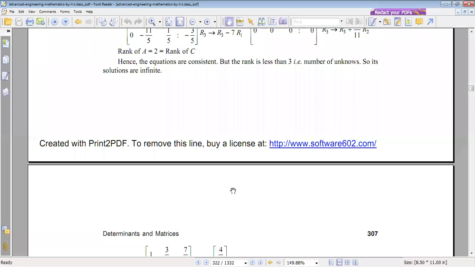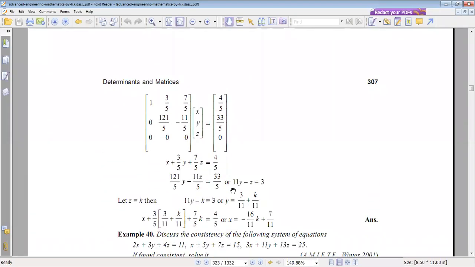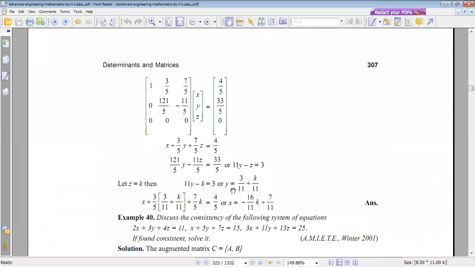So you note down this question and try yourself. Discuss the consistency of the following system of equations: 2x plus 3y plus 4z equal to 11, x plus 5y plus 7z equal to 15, and 3x plus 11y plus 13z equal to 25. Okay, so if it is consistent, then solve it. So you try this one. Clear?